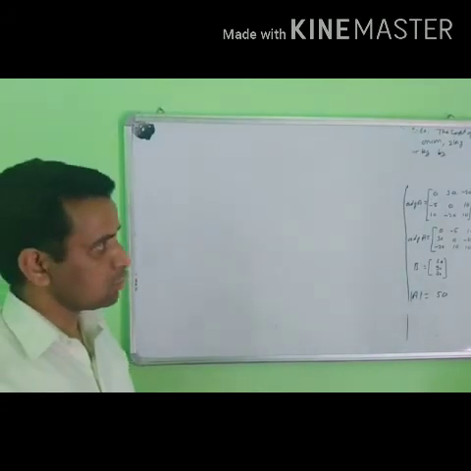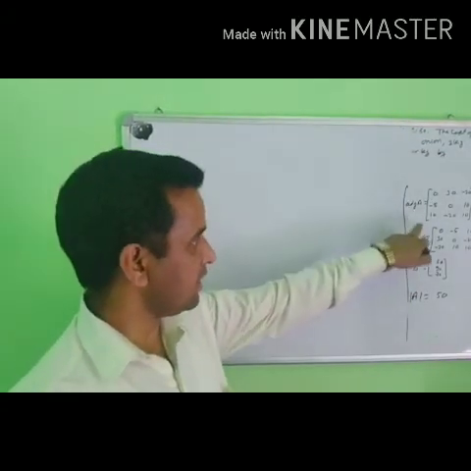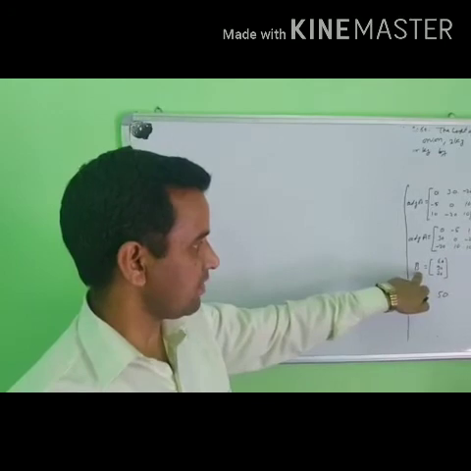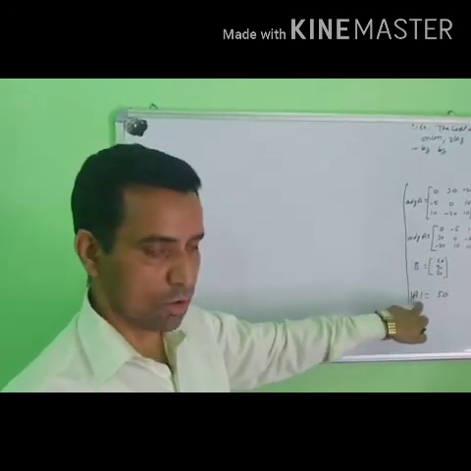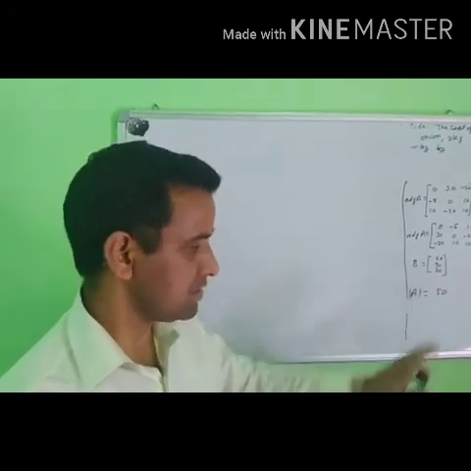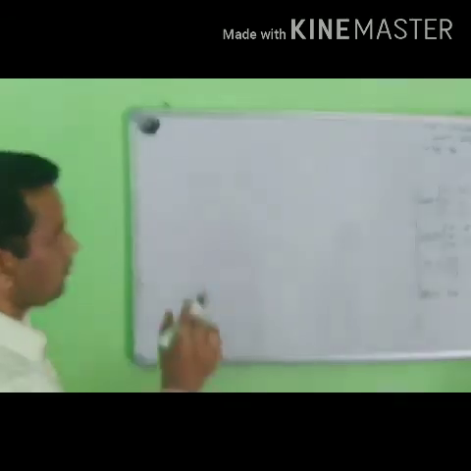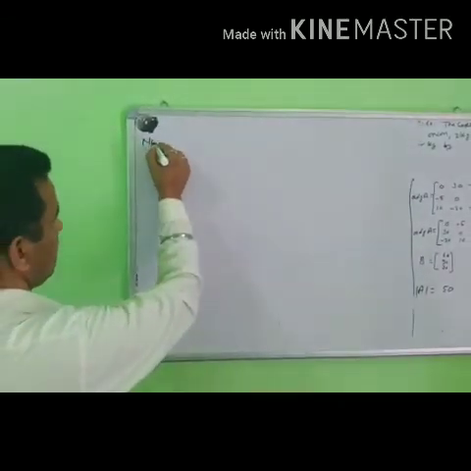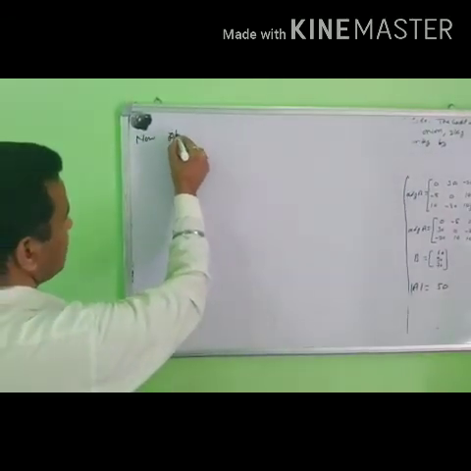Yes, I am writing the values required here: adjoint A, the matrix B, and the value of the determinant of A. These three values are required. So now find the value of A inverse here.